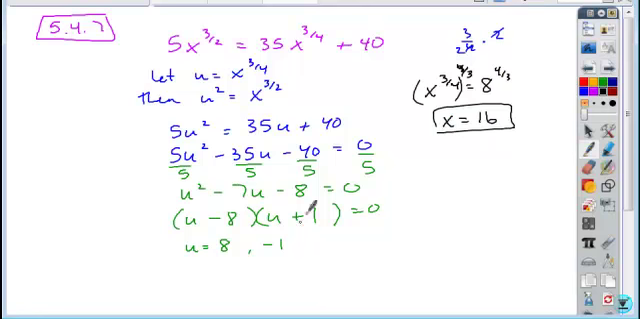Okay. Then do the same thing. x to the 3/4 is equal to -1. Well, right here you can kind of tell. Can you take something that is a 4th root, an even indexed root, and can it ever equal a negative number? No. So you know right away that that's going to be extraneous. So your only potential answer there would be 16.